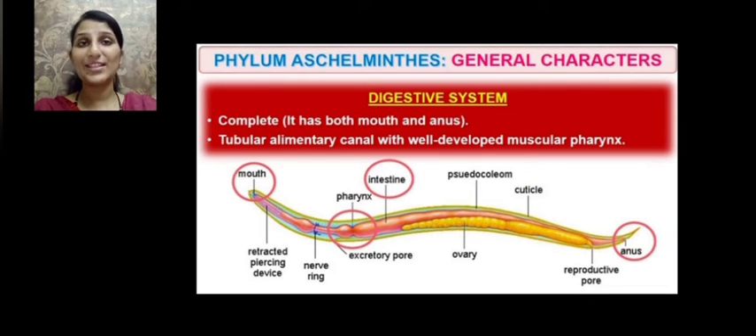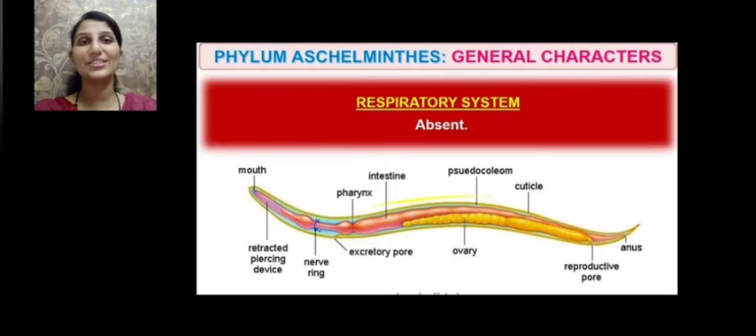Now about the digestive system, it is complete. So from here, the complete digestive system starts. That means they have two openings, the mouth and the anus, for ingestion and egestion. And the tubular alimentary canal is well developed with a muscular pharynx. The pharynx is present over here, which is muscular in nature. So they have a more organized digestive system, which is tubular in structure.